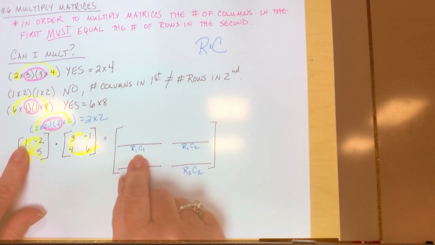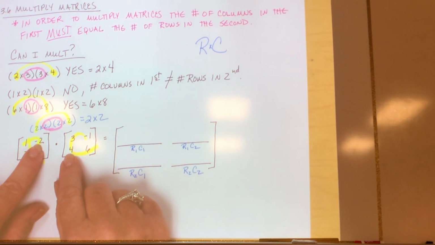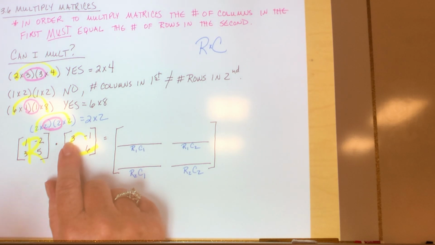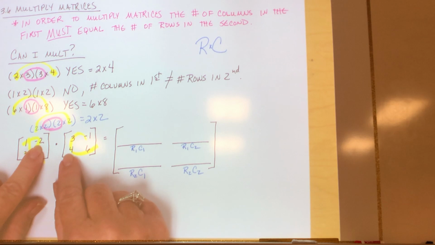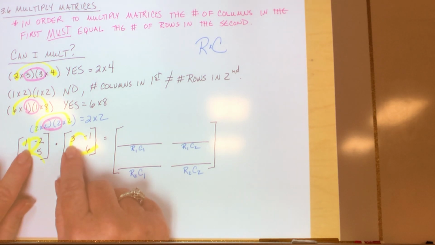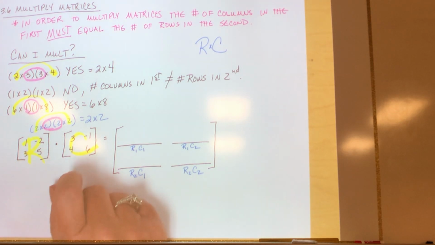So how do I get this one? I multiply row 1 by column 1. So I multiply here and here, and that goes there. Watch. Now, you do not say this out loud: 1 times 3 is 3, and -2 times 4 is -8. Then your brain's going, what? You just do it. What do you get when you multiply? 3. Negative. Minus 8.